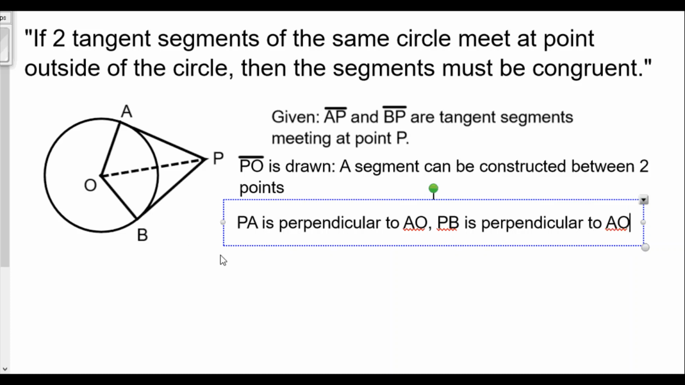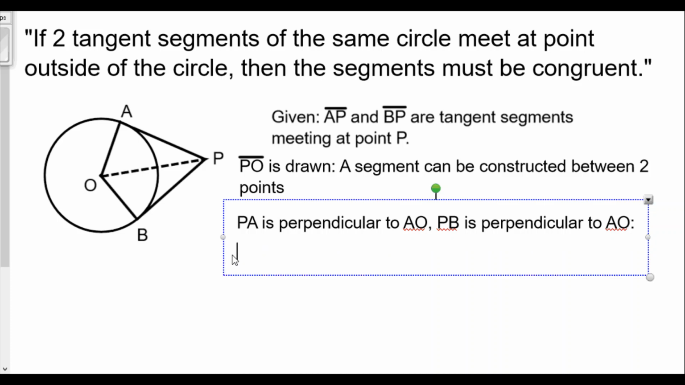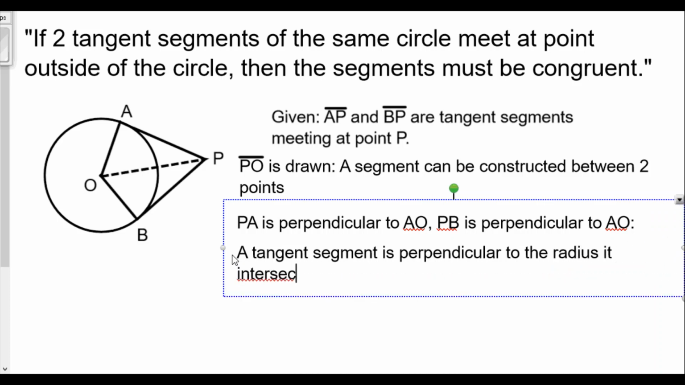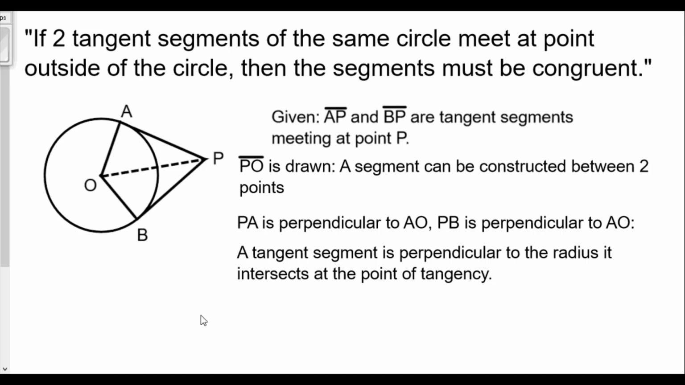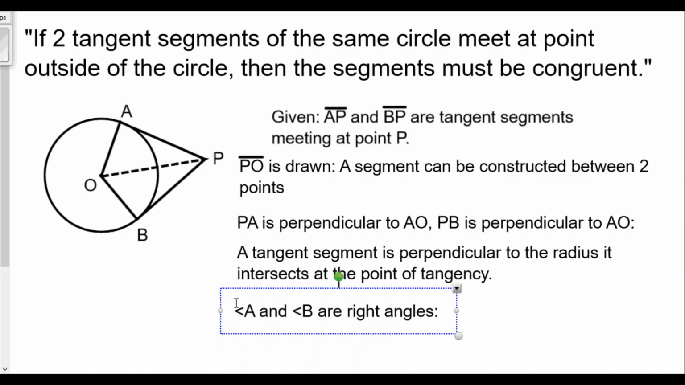And what's the reason for this? Our reason will be that a tangent segment is perpendicular to the radius it intersects at the point of tangency. Remember, I got that from last time. Now we can say angle A and angle B are right angles, and our reason would be perpendicular lines form right angles. You see how badly I typed, ladies and gentlemen, so sorry about that.